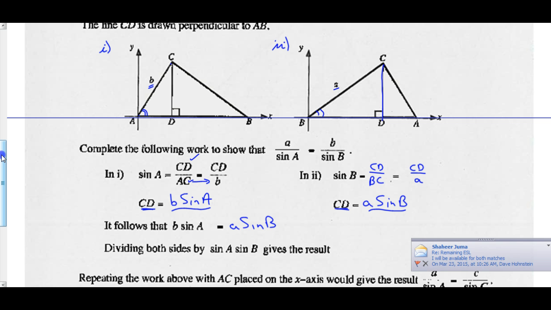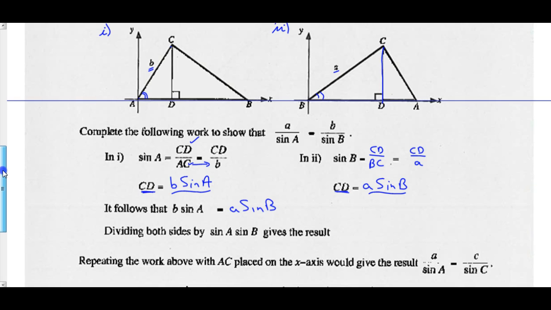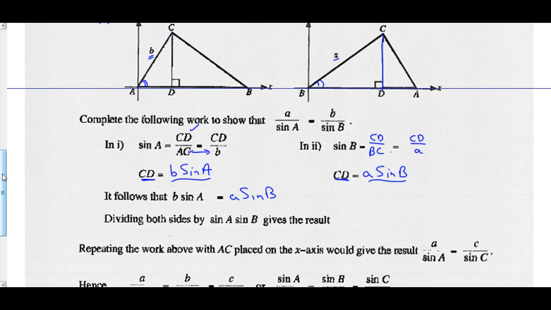So it follows then that if CD equals b sine A and CD equals a sine B, then b sine A should equal a sine B. They both equal CD, therefore they should be the same. Dividing both sides by sine A and sine B gives the following result. So if I divide both sides by sine A, and then divide both sides by sine B, we get this equation.